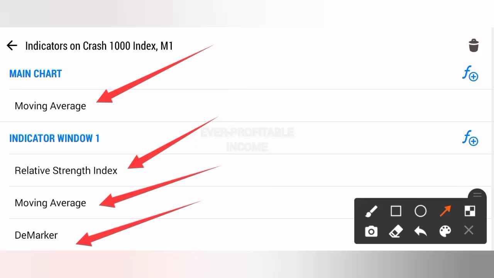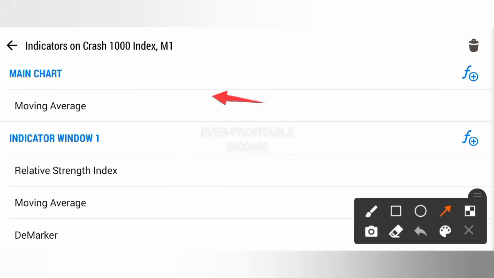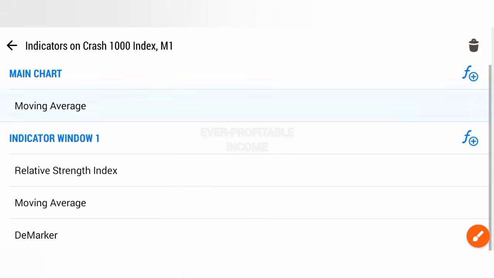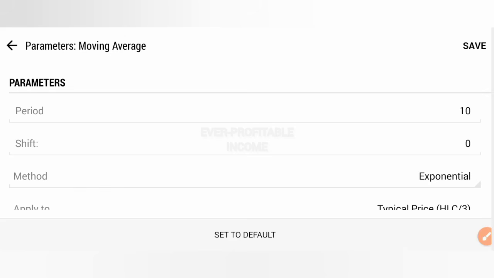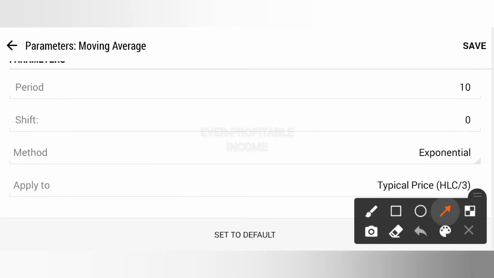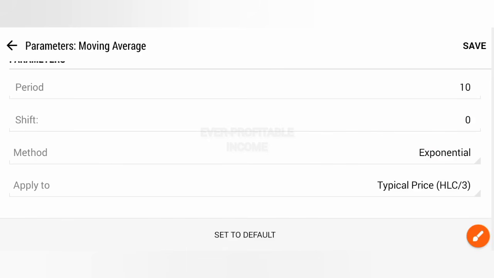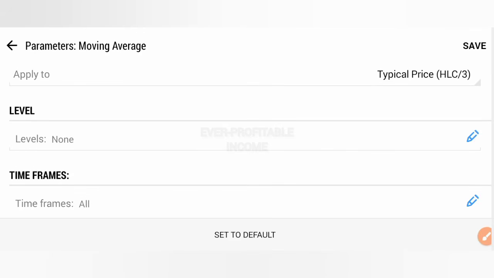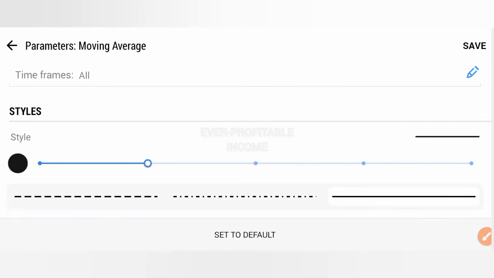Firstly, we're going to be checking out the settings of our moving average on the main chart, okay. On the main chart, we have the moving average period 10. You can take a screenshot of it. We have shift 0, method exponential, and apply to typical price, okay. And the levels, there are no levels. And the style, you can choose any color of your choice, and after that you click on save.